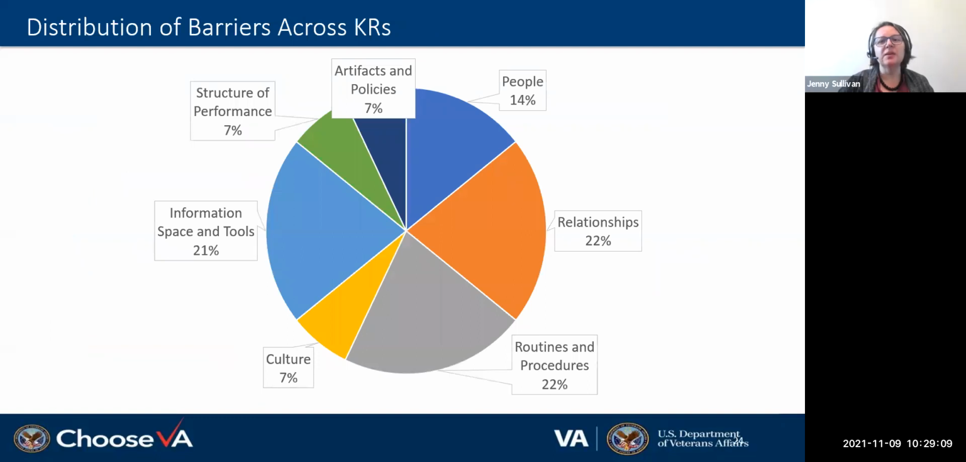So the focus of the presentation really is on the barriers. So in terms of the distribution of the amount of coding for barriers, we see that relationships, routines and procedures, and information space and tools had the most evidence. And this was followed by people. And then structure of performance, artifacts and policies, and culture were coded least often.